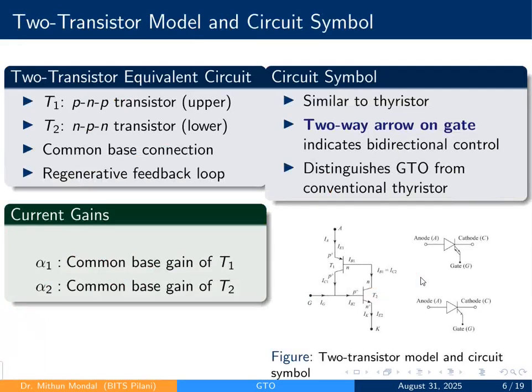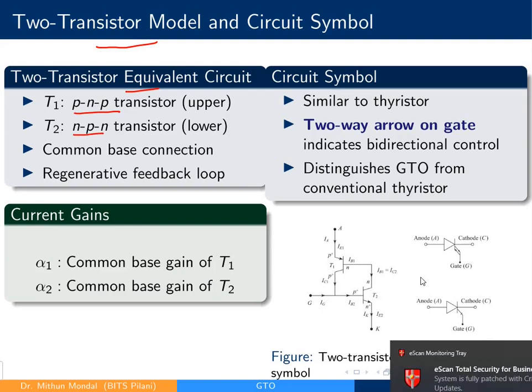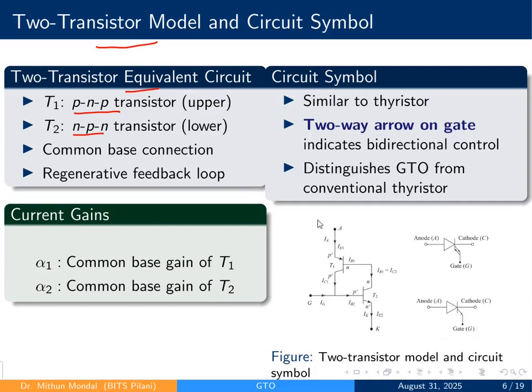Similar to the thyristor, the GTO is also represented using a 2 transistor model. So the 2 transistor equivalent circuit will have one transistor in the form of PNP and another one in the form of NPN. So these 2 transistors T1 and T2 form the 2 transistor model. They are connected in the common base connection to give the regenerative feedback loop. So here we have T1, which is in the form of a PNP transistor, and another one is T2, which is in the form of NPN, and they are connected with the common base.